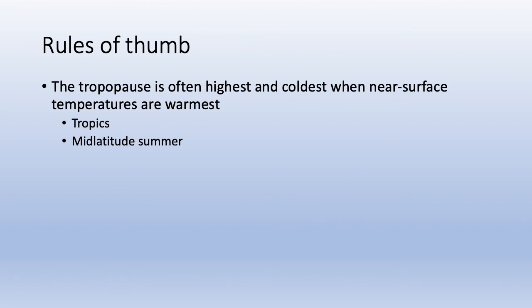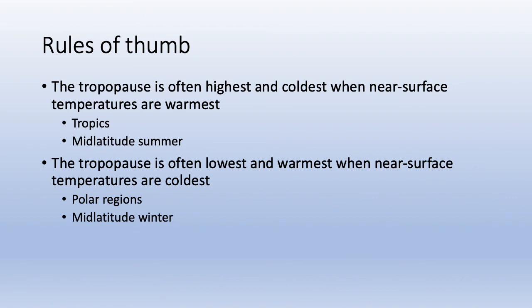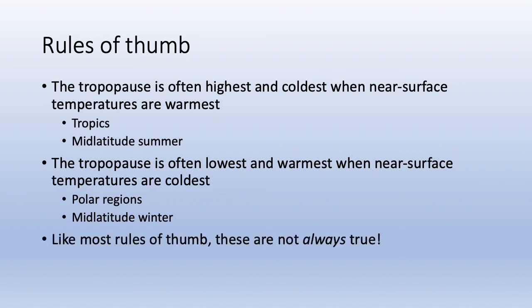So again, just to summarize with some rules of thumb, the tropopause is often highest and coldest when near surface temperatures are warmest. This is true in the tropics, and it's true in the mid-latitude summer. The tropopause is often lowest and warmest when near surface temperatures are coldest, and this would be true in the polar regions or the mid-latitude winter. And like most rules of thumb, they're not always true, but they're usually true, or true often enough that you can usually count on them.